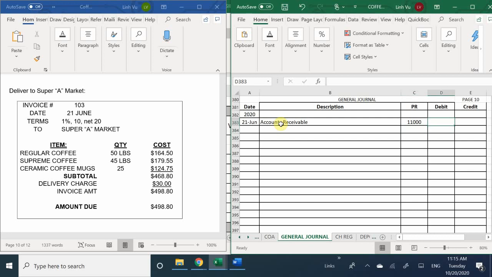For the amount of 498.80. Okay. For the sales, the regular coffee, that will be the credit. Itemize each and every one of those items.